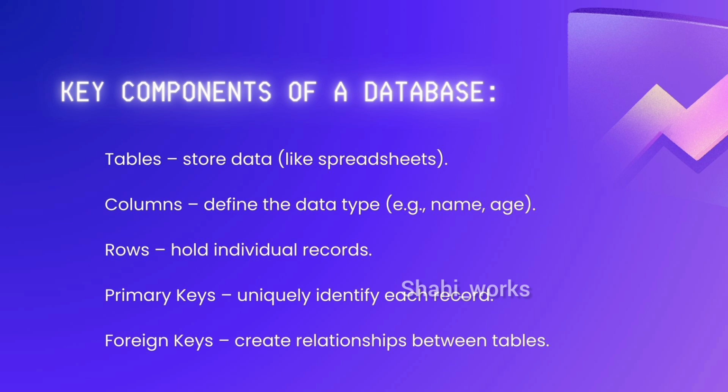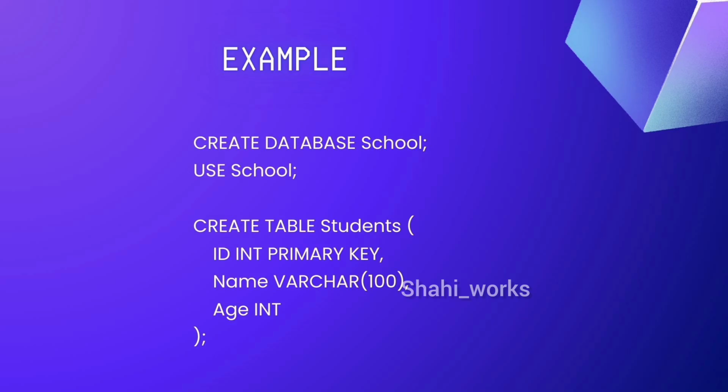A primary key is a key which uniquely identifies each record of the table, whereas a foreign key helps us create a relationship between the tables. Let us see some examples.